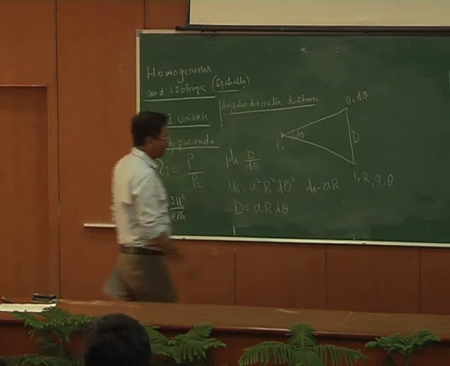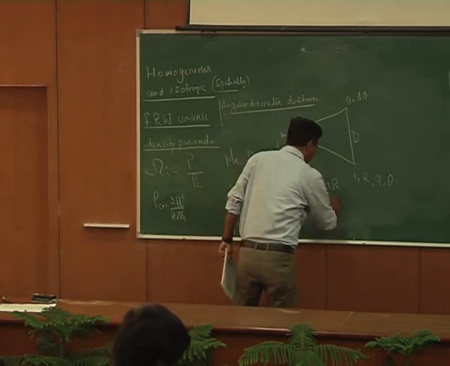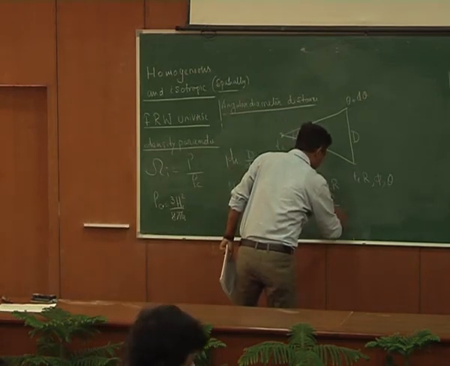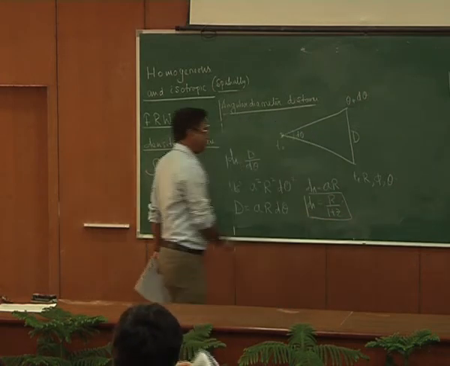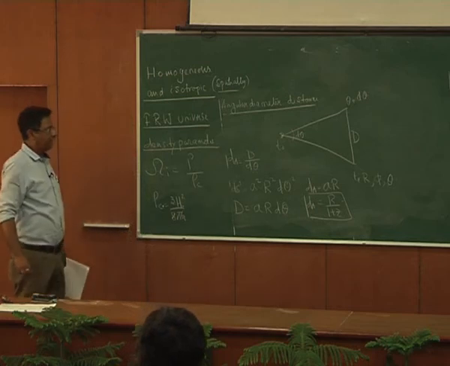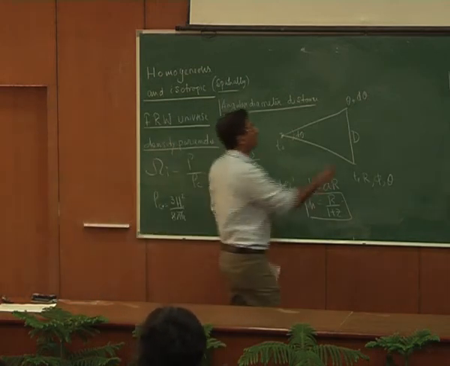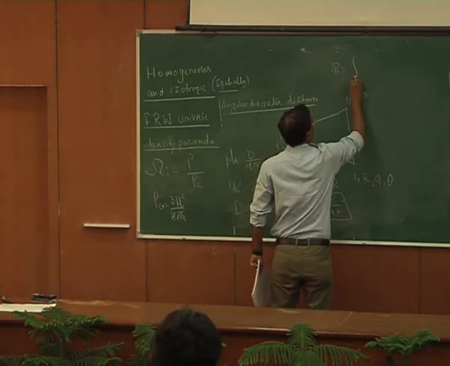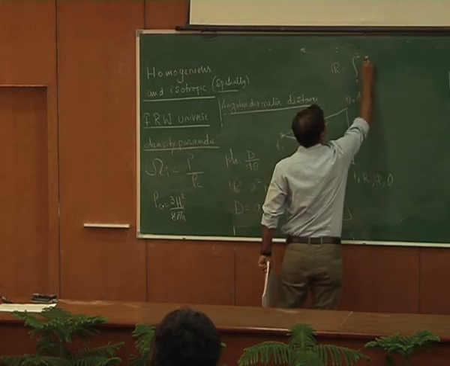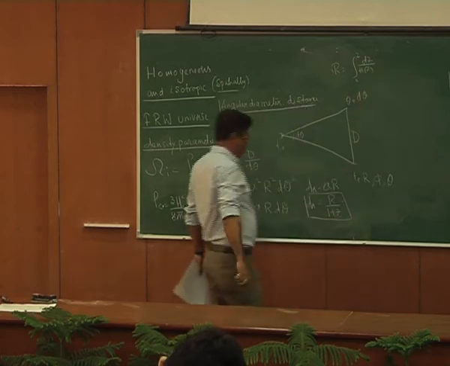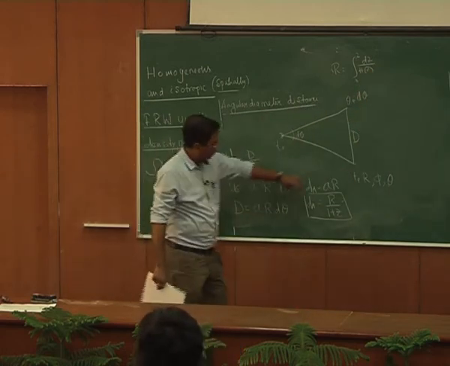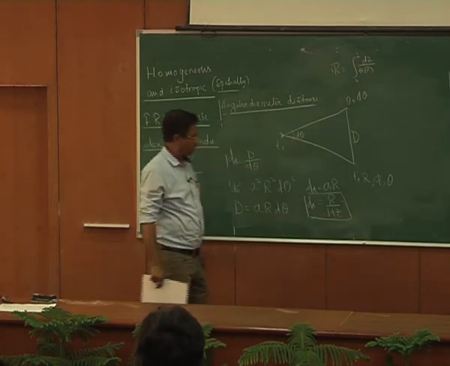And if you remember, my a is 1 by 1 plus z. So this is r by 1 plus z. Again, remember this r is the integral from 0 to z of dz by H(z). So this also again contains all the information about the cosmological parameters.